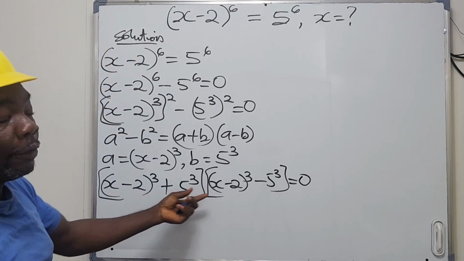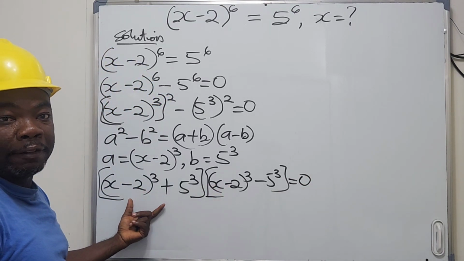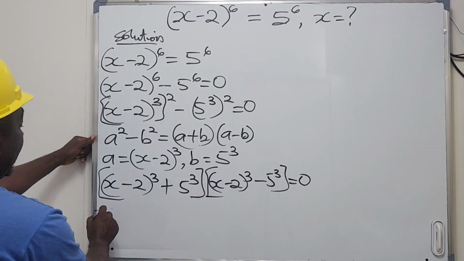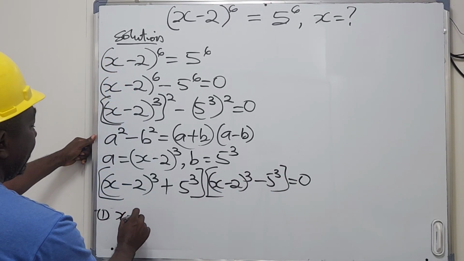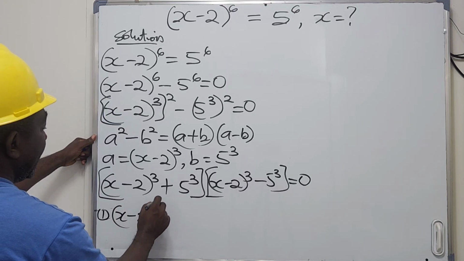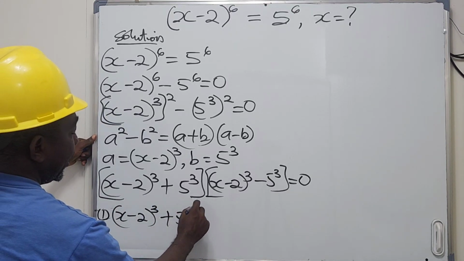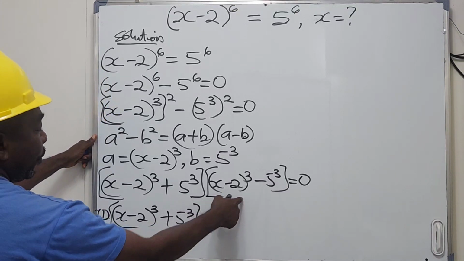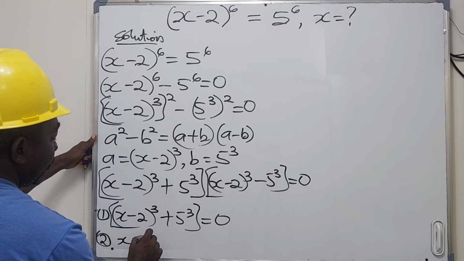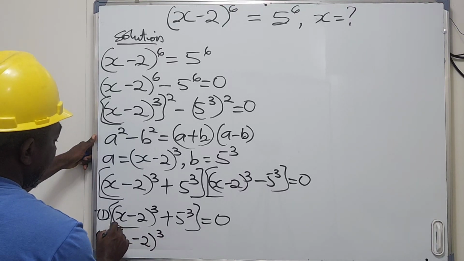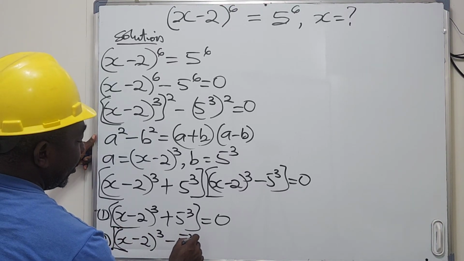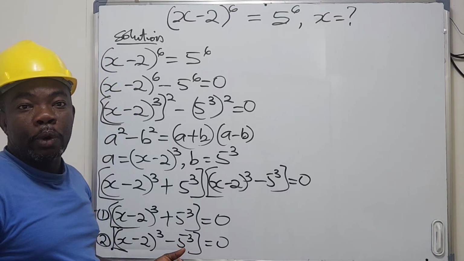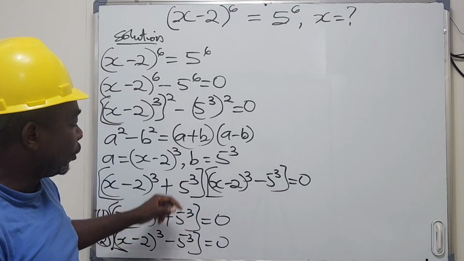We can see that we have two brackets here. It is either the first one equals 0 or the second one equals 0. So the first one will be (x − 2)^3 + 5^3 = 0, and the second one will be (x − 2)^3 − 5^3 = 0. So these are the two equations that we are going to solve for us to have the solution of x.